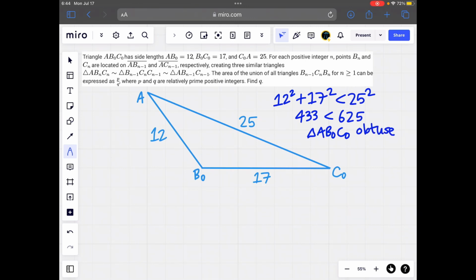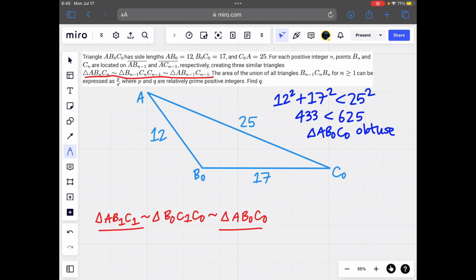We would like to add points B1 and C1 on AB0 and AC0 respectively, such that these three triangles are all similar to each other, where n is equal to 1. So we have triangle AB1C1 is similar to triangle B0C1C0, which is similar to triangle AB0C0. The first triangle being similar to the third simply means that B1C1 is parallel to B0C0.